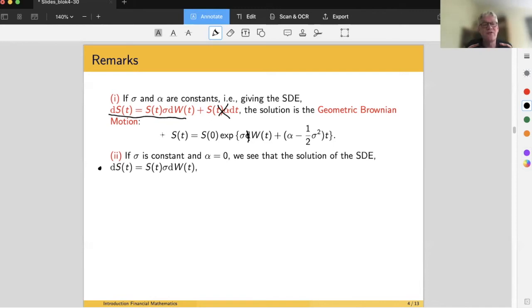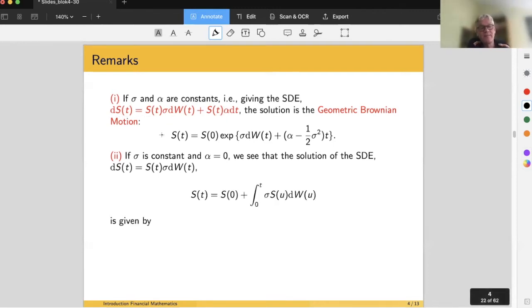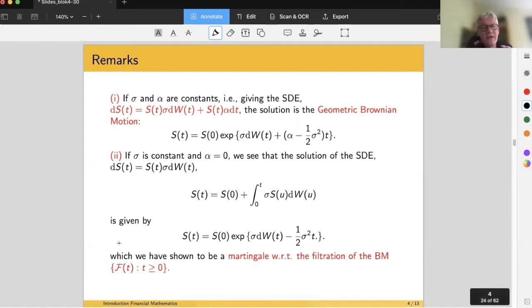And we have seen that solution before. We have examined that before, and so again, if we see the solution of the SDE, and the SDE is just written in integral form as follows. This is nothing but S_t is S_0 plus the integral from 0 to t sigma S_u dW_u. And the solution is then given by this expression. S_t is equal to S_0 e to the power sigma W_t minus 1/2 sigma squared times t. And we know for this one, we have shown in a previous lecture that this is a martingale with respect to the filtration of the Brownian motion, script F_t, t greater equal to 0. So in the case that alpha is equal to 0, we are even dealing with a martingale. All right.